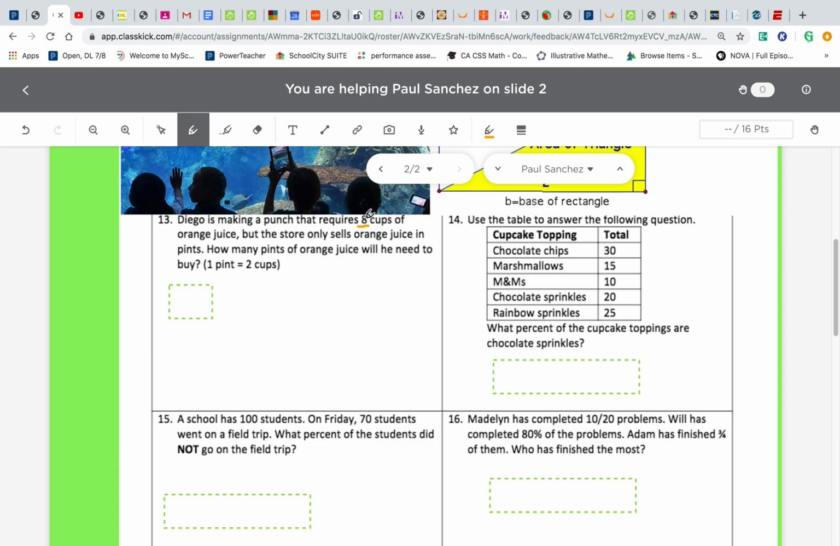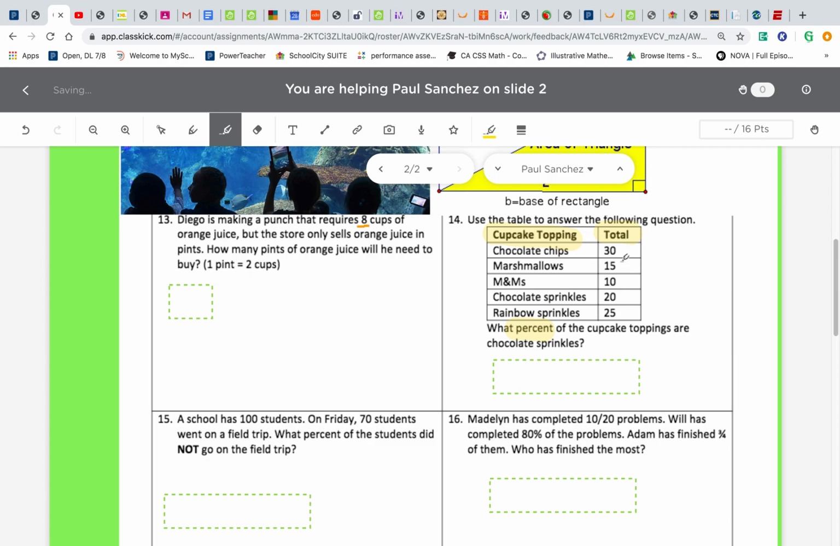All right. Number 14, we're looking at the table, and we're going to answer the following question. Well, we notice that these are cupcake toppings, and it tells us the total. So our 2 columns, we know what they represent. But the question is, what percent of the cupcake toppings are chocolate sprinkles? Well, we're looking for a percent, and we know that percent means out of 100. Well, first, let me add all these totals and see what that gives me.